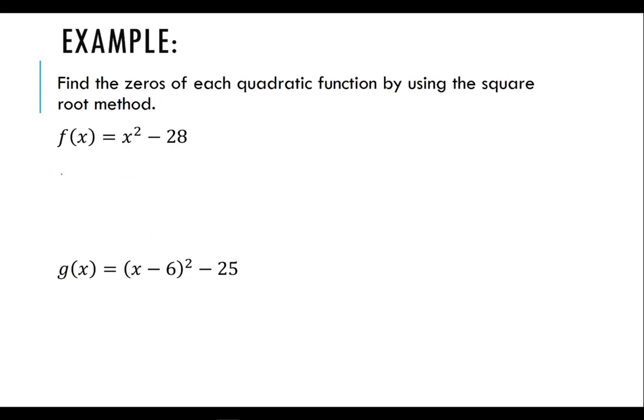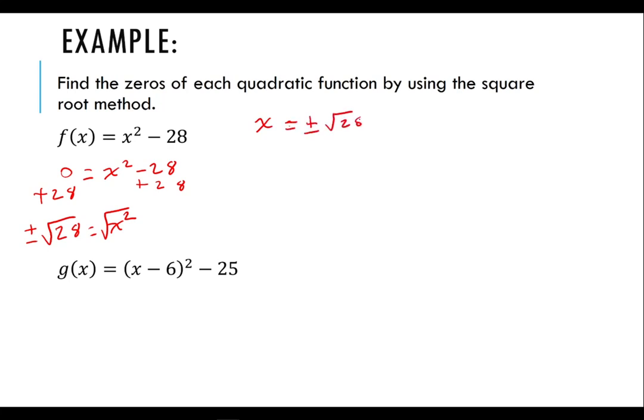So step 1, set it equal to 0. 0 is equal to x squared minus 28. Then I can add 28 to both sides. That is 28 is equal to x squared. At this point, notice that I have isolated completely this squared term. And specifically, it's the x stuff squared. And so because of that, I can now take the square root of both sides. Remember that when I take the square root of a square, I get the plus and the minus. So now I have that x is equal to plus and minus square root of 28.